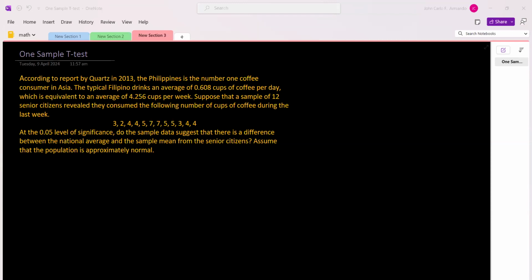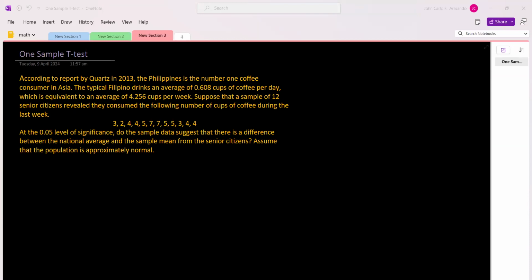Okay, we have this one sample t-test problem. According to a report by Quartz in 2013, the Philippines is the number one coffee consumer in Asia. The typical Filipino drinks an average of 0.608 cups of coffee per day, which is equivalent to an average of 4.256 cups per week. Suppose that a sample of 12 senior citizens revealed they consumed the following number of cups of coffee during the last week. We have 3, 2, 4, 4, 5, 7, 7, 5, 5, 3, 4, 4.